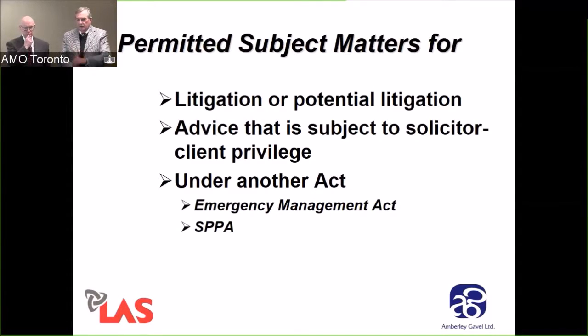Well, Fred, just one question that often comes up. Advice subject to solicitor-client privilege. Does that mean anything that the solicitor might present to council in closed session is caught by this? No, absolutely not. That's a really good point. In fact, much of the advice I gave to council in Sudbury when I was city solicitor was given in an open public meeting. There was no need to make it confidential. It's information that is intended not to be shared between the client and the lawyer, to be maintained confidential.